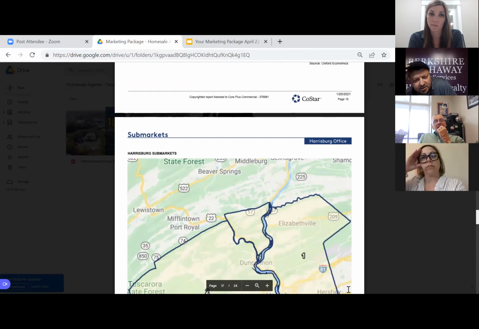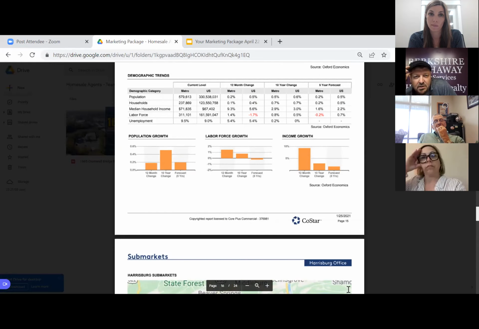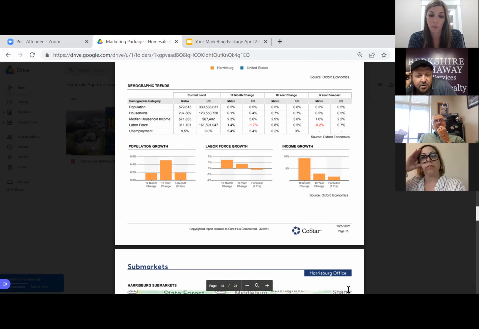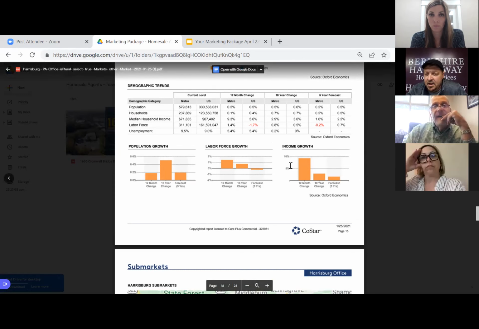Okay, population growth. Go up just slightly. Population growth, labor force growth, and income growth. Income growth is a big one if you're looking at how much money people have to spend. Great question, Amanda. We're actually going to get to that.